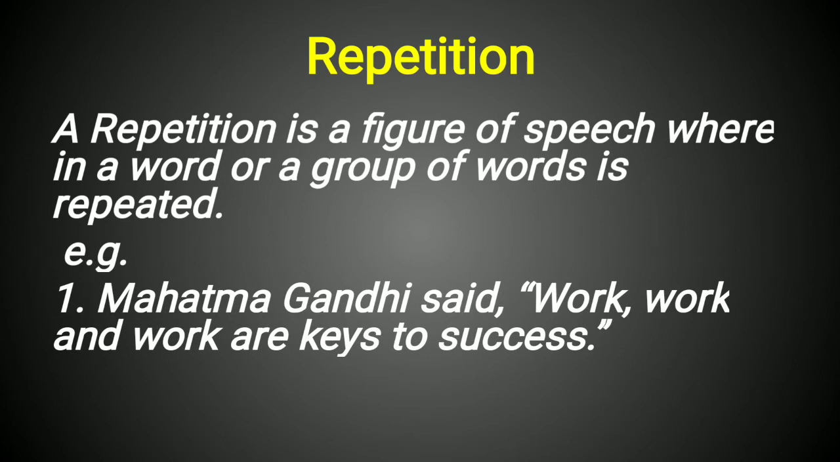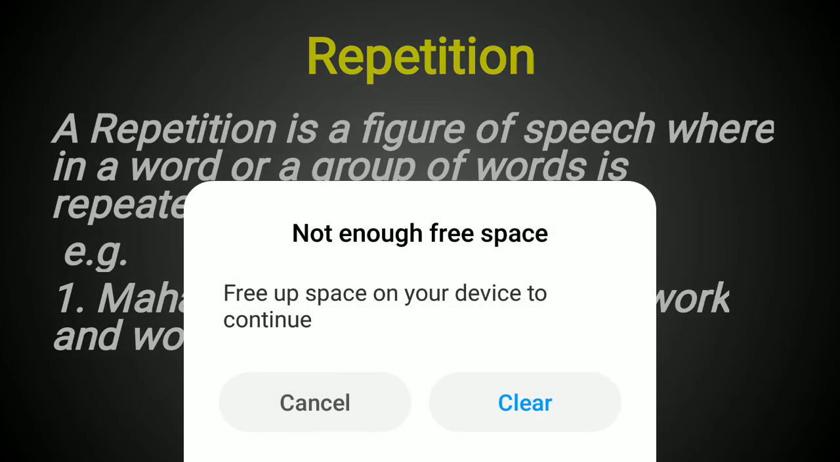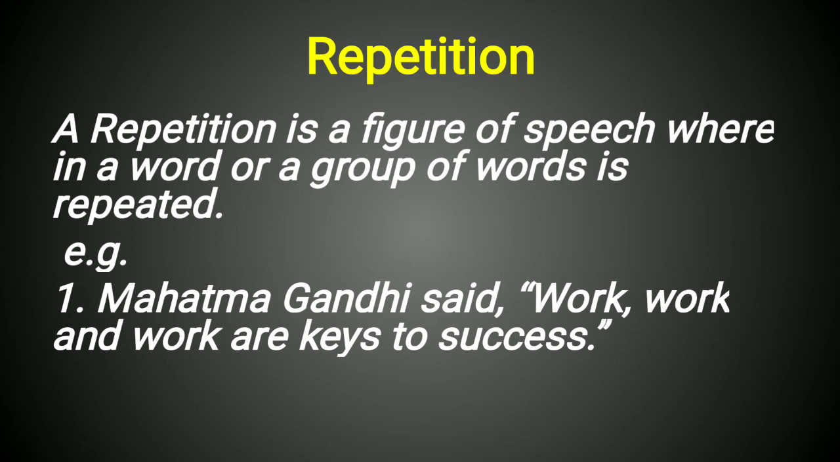Take the example: Mahatma Gandhi said, "Work, work, and work are keys to success." So here the word work is repeated 3 times. And of course, why is it repeated? To enhance that particular point, to emphasize that particular point. So here it's very clear that this word is repeated 3 times, so that's why here we have repetition. Remember, here you will get the repetition of the same word or maybe phrases or maybe groups of words, and due to that repetition happens.